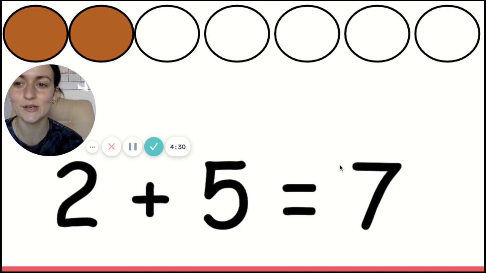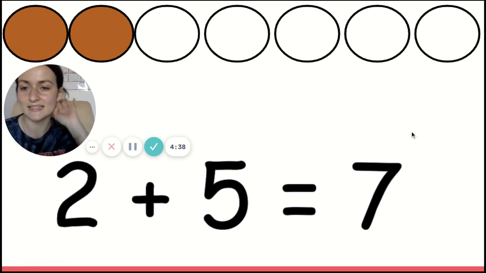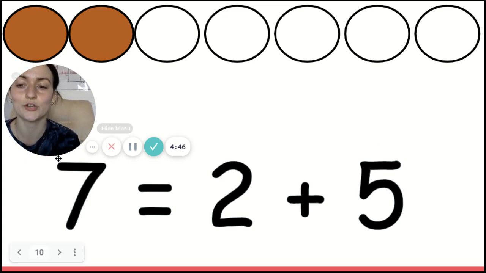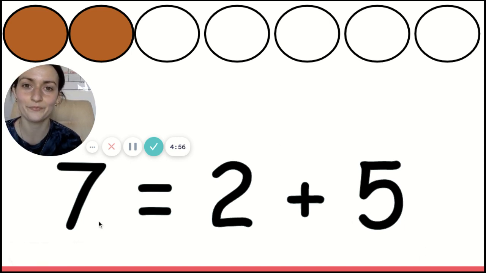Of course. 1, 2. 1, 2, 3, 4, 5. All together, we still have 7. That's never changed, okay? But just so you can see it the other way, it would be perfectly fine to write it like this too. You still have your total, so your whole is 7. There are 7 all together. And then you're just showing your parts on the other side. 2 and 5 together still make 7.